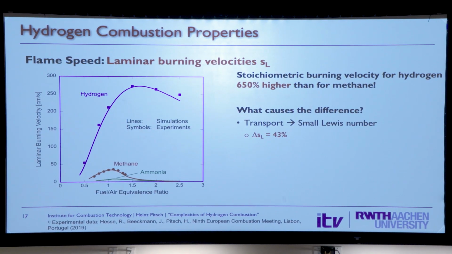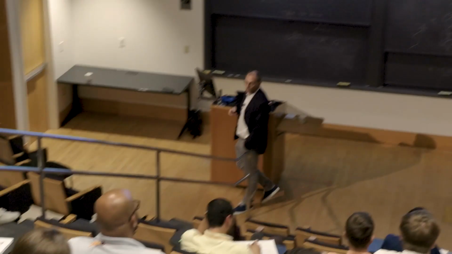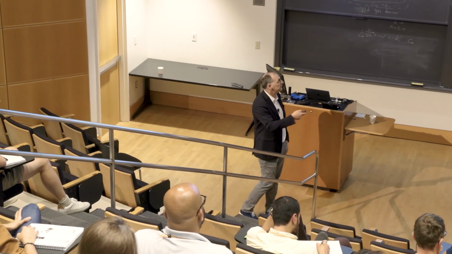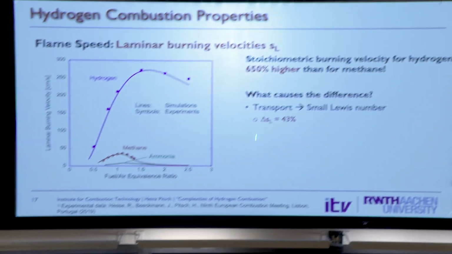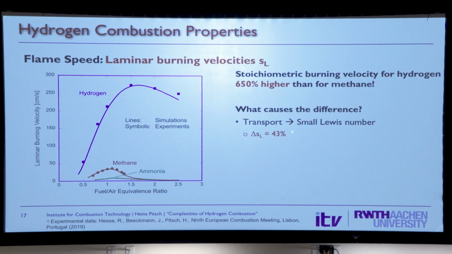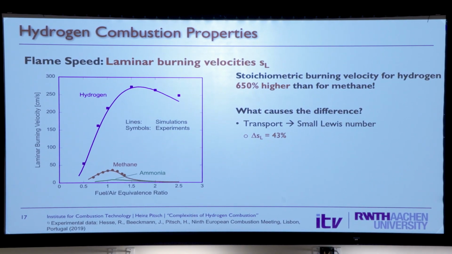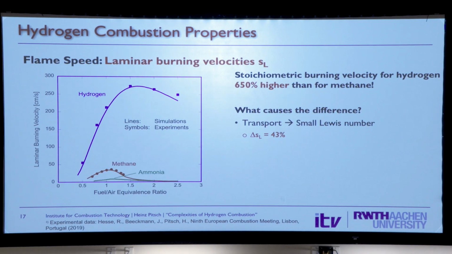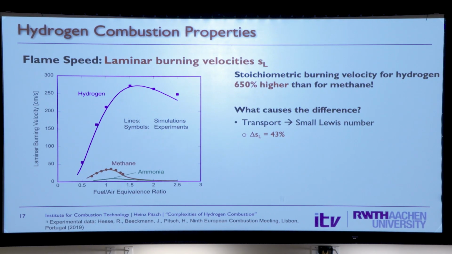You just set the Lewis number equal to 1 for hydrogen, and you can look at the differences. If I set the Lewis number equal to 1, not equal to 1 is 40% faster. So at stoichiometric, 40% faster, but as I said, it turns out for lean conditions, non-unity Lewis number actually makes it slower. So that's not the reason why it's so fast.